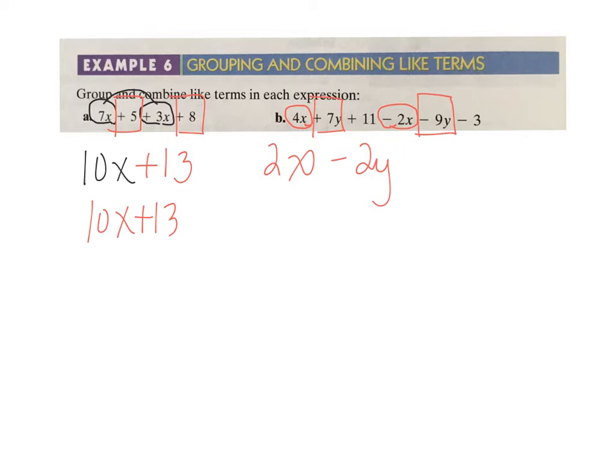And then I have just constants, no variables. So I have a positive 11 and a negative 3. So 11 minus 3 is positive 8, and I've got to put that plus sign there. So I have 2x minus 2y plus 8.